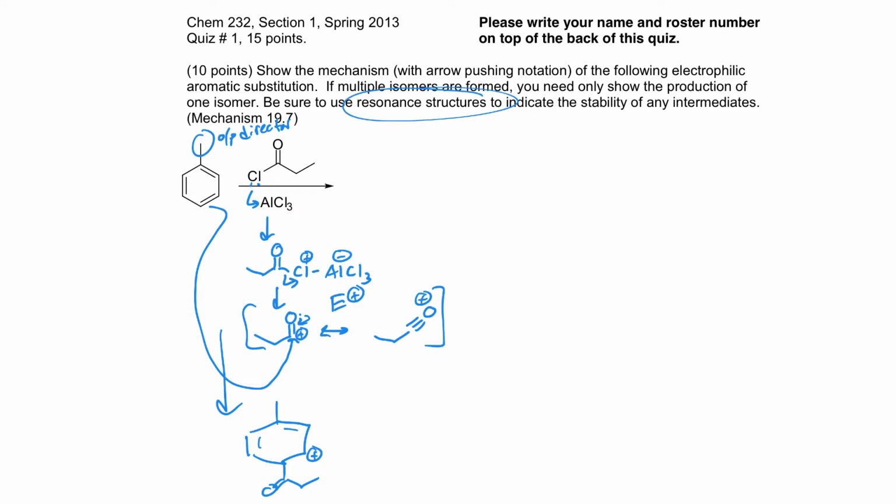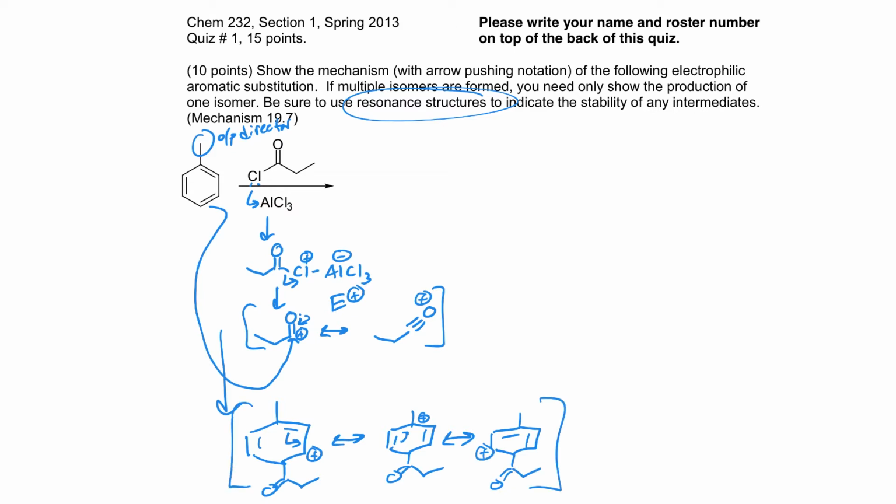We want to use resonance structures in this case to show the stability of this intermediate. So I'm going to draw two more resonance structures here, as you're probably very familiar with at this point. So there are my three resonance structures. And of course, there's an extra hydrogen right here. I'll put it over here, it's a little easier to access.